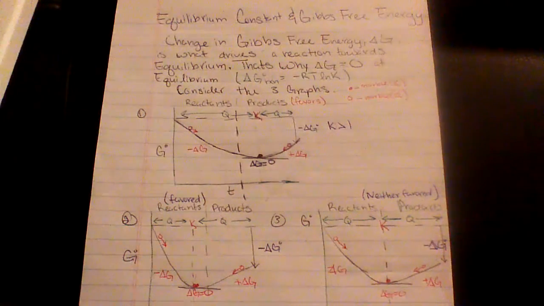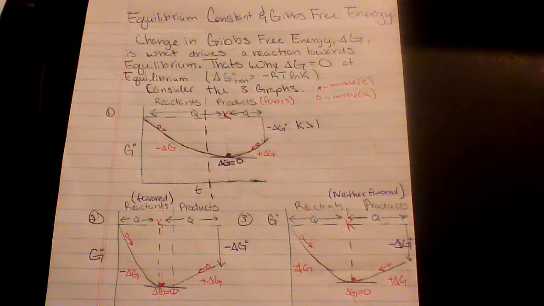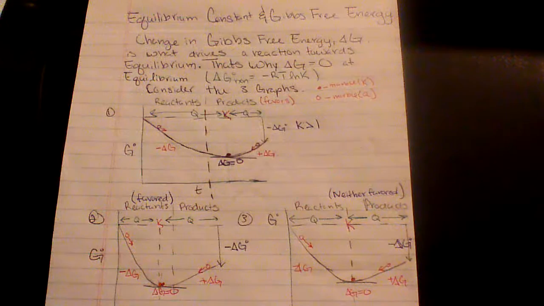So now to connect the equilibrium constant to Gibbs free energy, changes in Gibbs free energy is what drives a reaction towards its equilibrium, so to speak. If you were to consider these three graphs that I have here, you can see at equilibrium K, the red K there, and the darkened red marble represents K as well. You can see that Gibbs free energy is at 0 when it's at equilibrium.